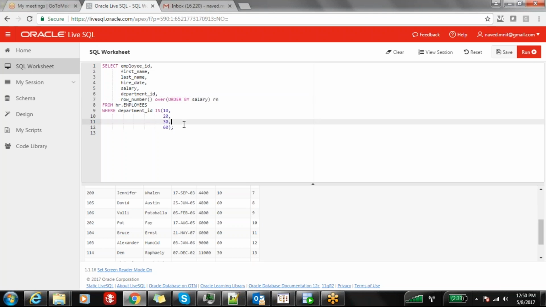So that was all about the rank function, dense rank function, and row number function. In the next session, we will cover some more analytical functions. Thank you so much.